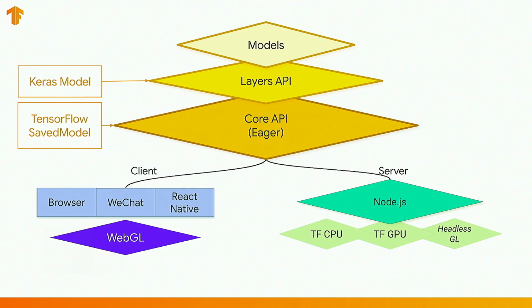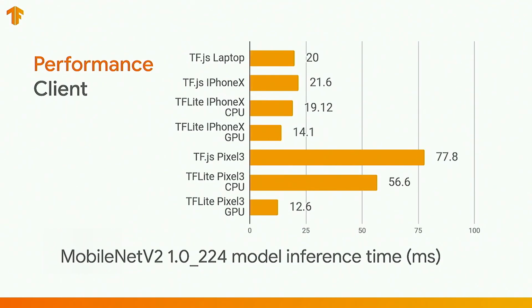And this is the core architecture of TensorFlow.js. We have multiple acceleration options for machine learning operations, faster on both client and server side. You can bring a Python Keras model and load it with the layers API, or use a TensorFlow saved model and execute it with the core API. And this is the performance benchmark on client side.